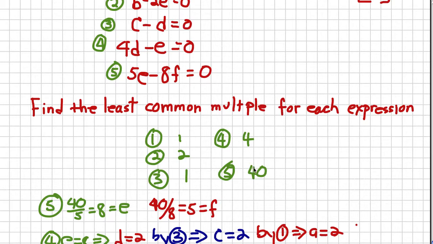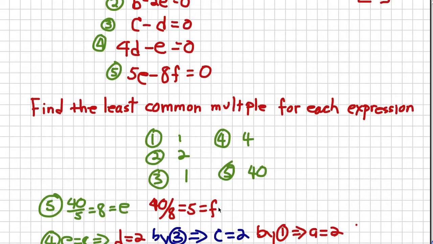Now, how do I find the values of A, B, C, D, E, and F? Well, I go to the equation that has the largest least common multiple. That's this one. And what I do is I take 40, divide by 5, and that gives me the value of E. So 40 divided by 5 is equal to 8. That's the value of E right here. Then I take 40 divided by 8, and that gives me the value of F. So I have 40 divided by 8 is equal to 5, and that's the value of F. So that's how I find the values for E and F.